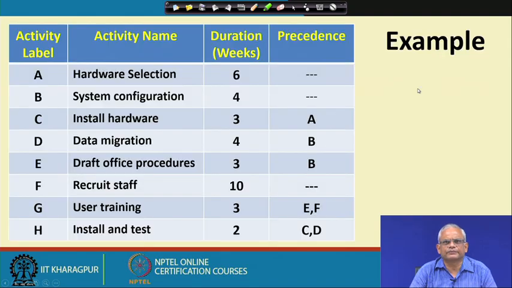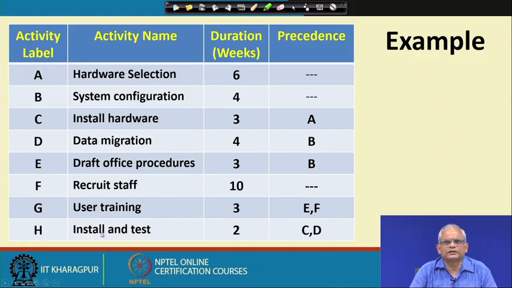Now, let us take an example. Here we have a project where we have several activities which have been identified: hardware selection, system configuration, install hardware, data migration, draft office procedures, recruit staff, user training, and install and test.